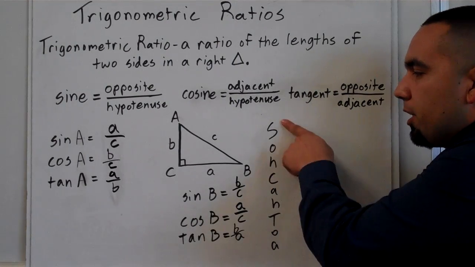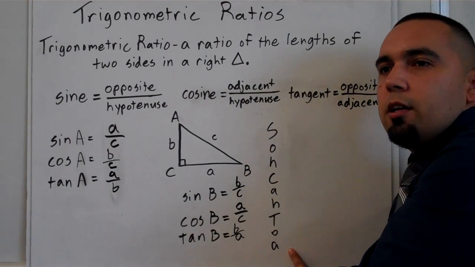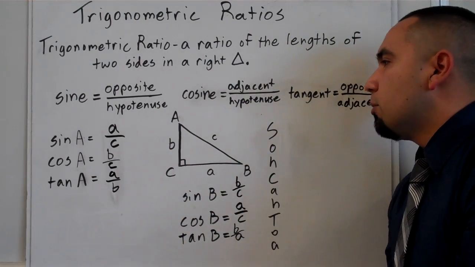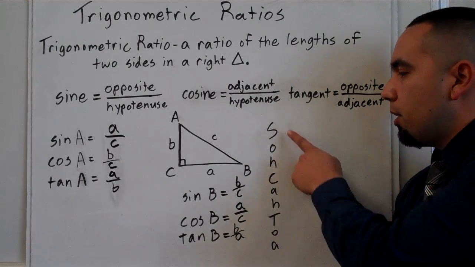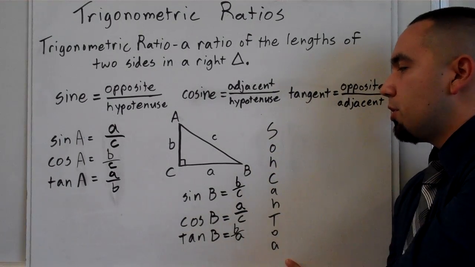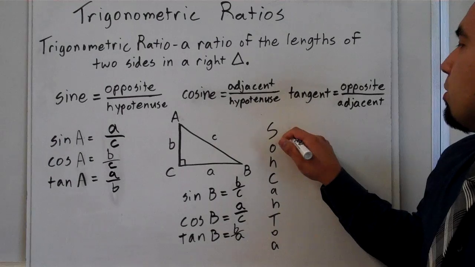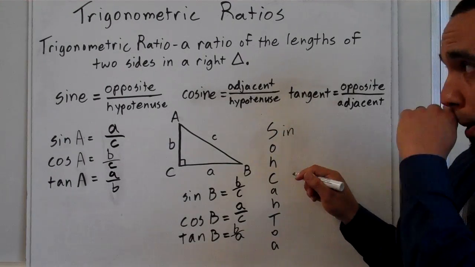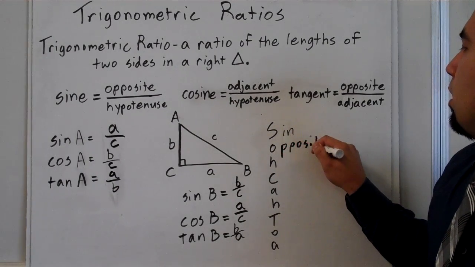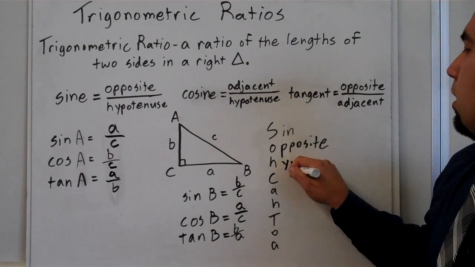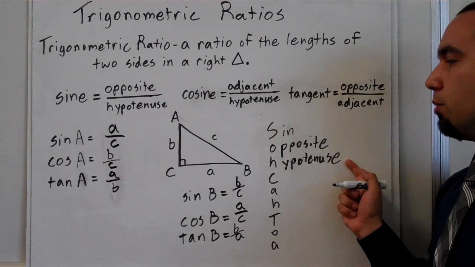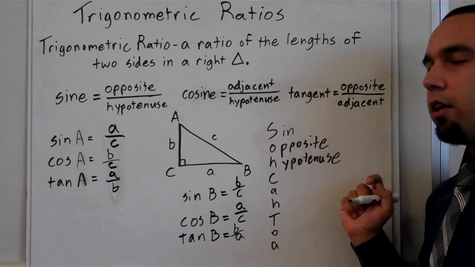So this right here I haven't talked about yet, but this is a little acronym to help you remember these trig functions, because they can be kind of hard to remember. The way I say it is SOHCAHTOA. It's just a real quick acronym. S stands for sine, O stands for opposite, H stands for hypotenuse. So sine equals opposite over hypotenuse.